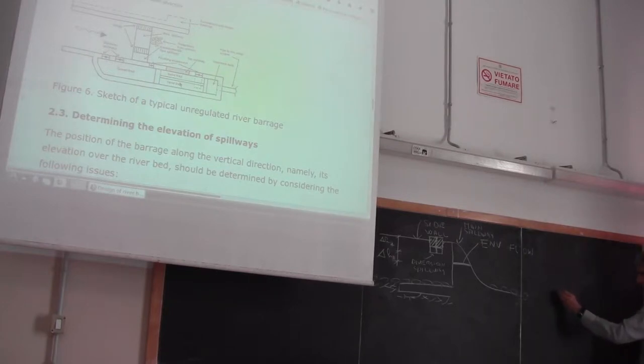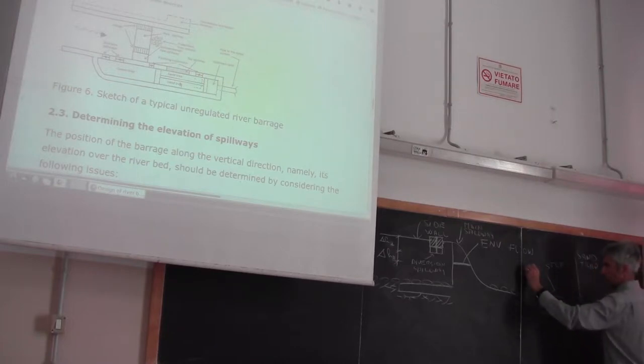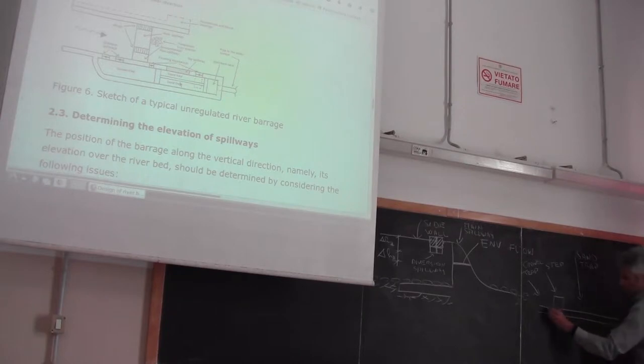So if we look at a cross section, it may be done like this. This is the step. This is the sand trap. And this is the gravel trap. Here there is the bottom discharge. And here you have your water level. And this is about, as I said, 50, 100 centimeters. And the step is usually 35, 40 centimeters.